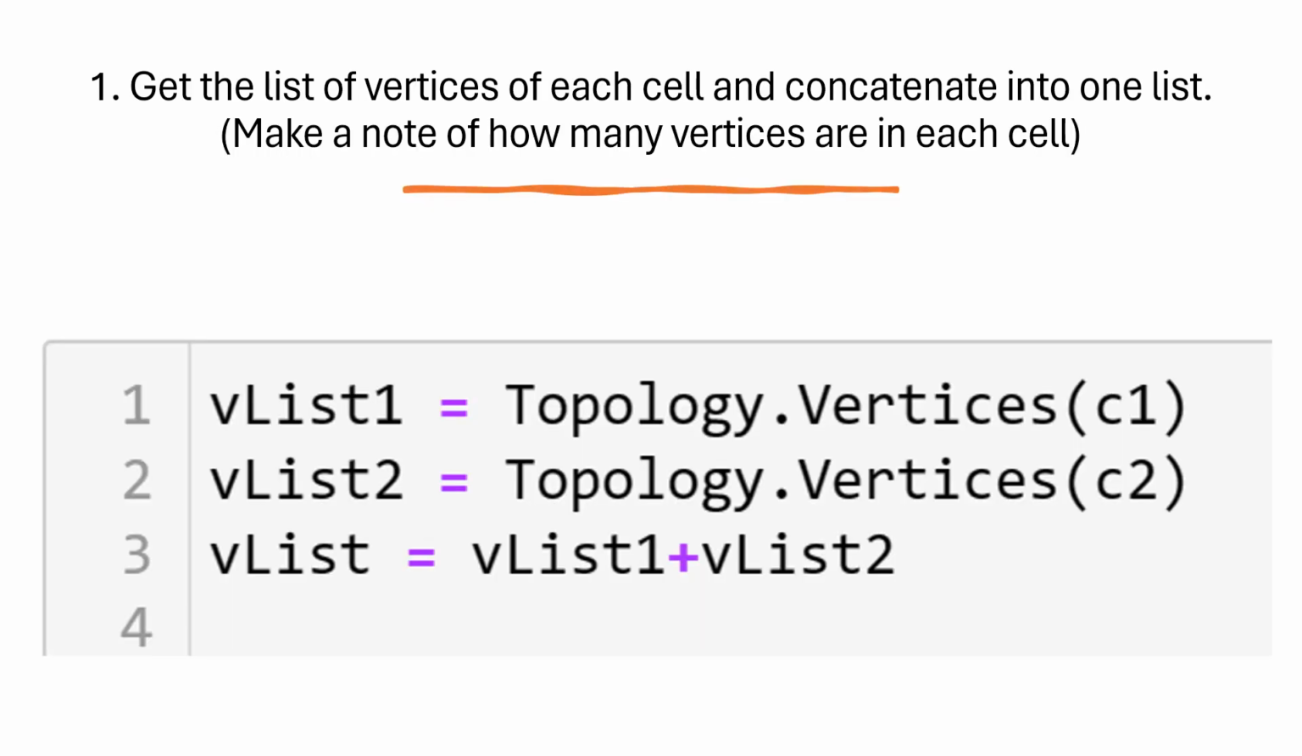As I said, the first step is to get the list of vertices of each cell and concatenate them into one list, and you should make a note of how many vertices are in each cell. So vlist1 is topology.vertices of cube 1 or C1. vlist2 is equal to topology.vertices of cube 2 or C2. And then vlist, which is the total concatenated list, is vlist1 plus vlist2.